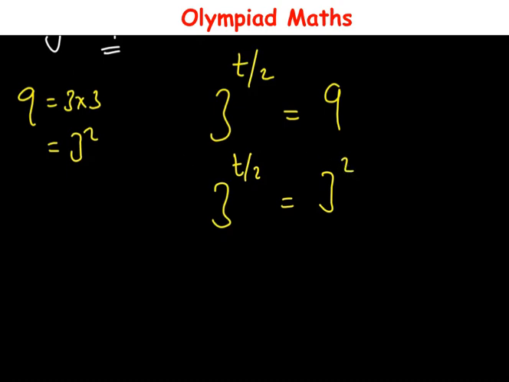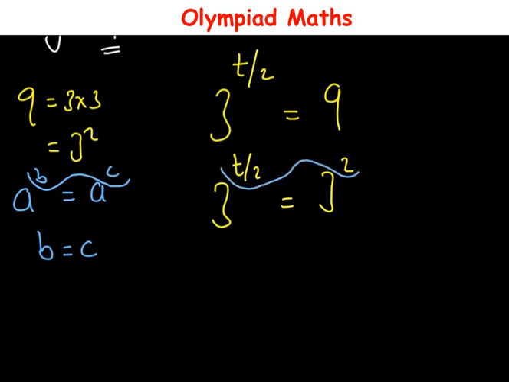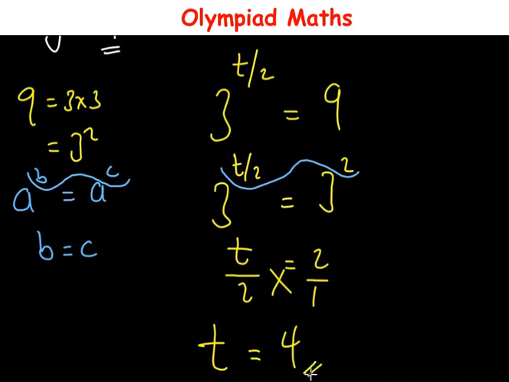So from here, if you have a raised to power b equals a raised to power c, the same base, simply compare the exponents. So b is equal to c. So right here, we have the same base, compare the exponents. So with this, we have t over 2 is equal to 2. And this can be written as 2 over 1. Simply multiply. t times 1 is t is equal to 2 times 2 is 4. So we have gotten the value of t to equal 4.